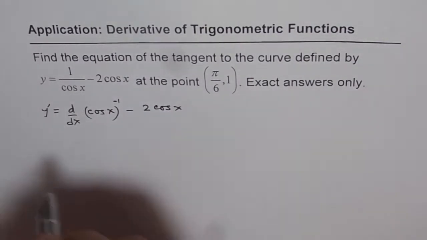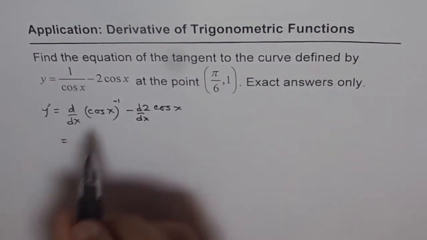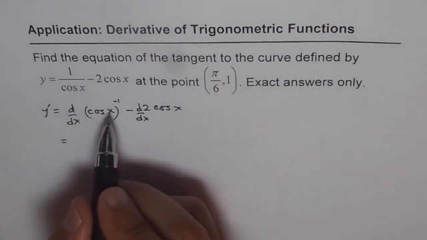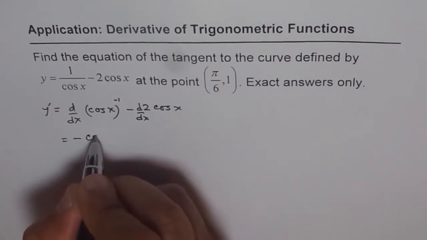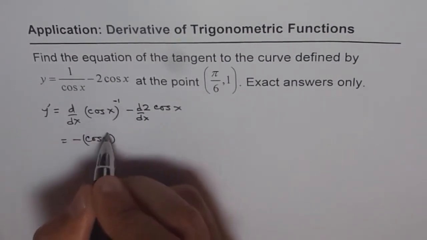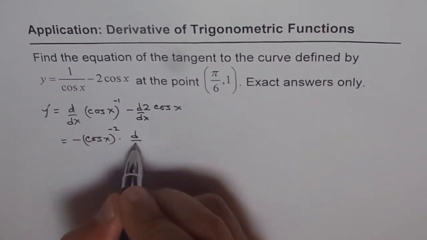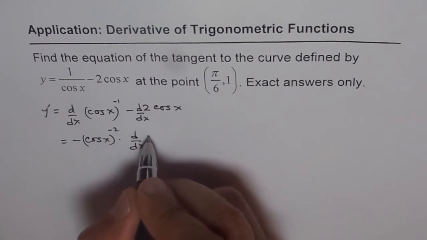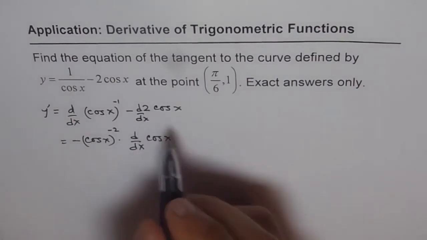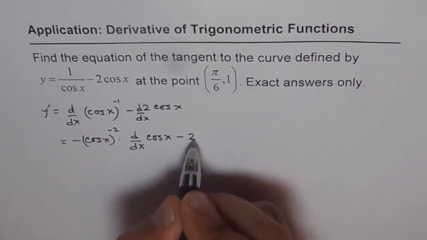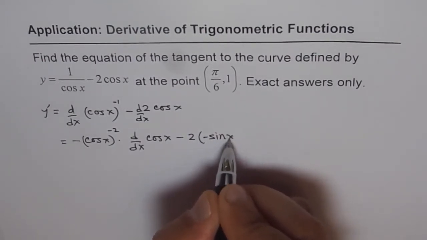So we have 2 cos x, and we'll take the derivative of this also, correct? What is the derivative? We'll use the power rule. The power rule is minus 1 times the function, which is cos x, to the power minus 2, times the derivative of the inside function, which is cos x. That is what I get. Now for the second one, 2 is a constant, so we take 2 outside, and the derivative of cos x is minus sin x.